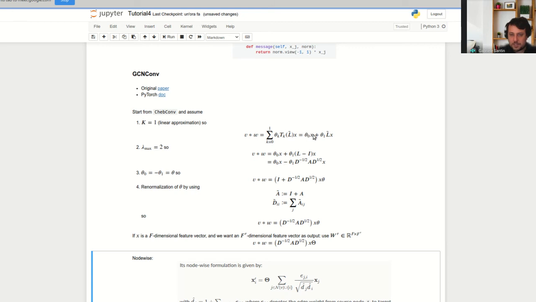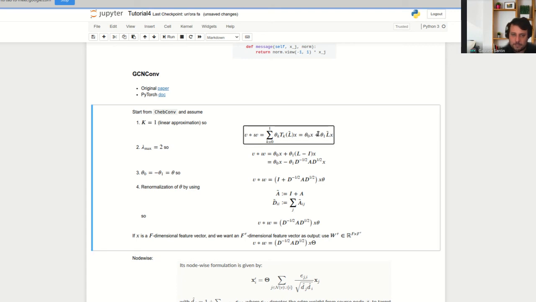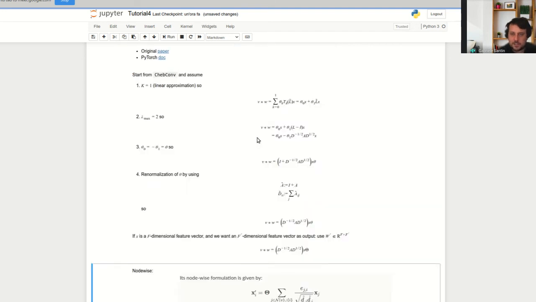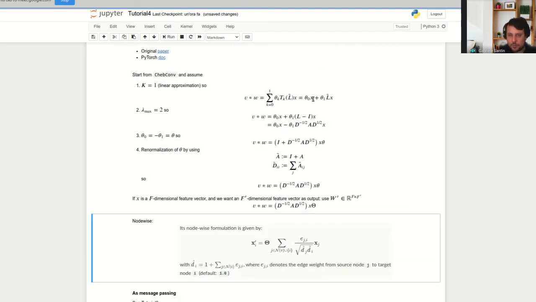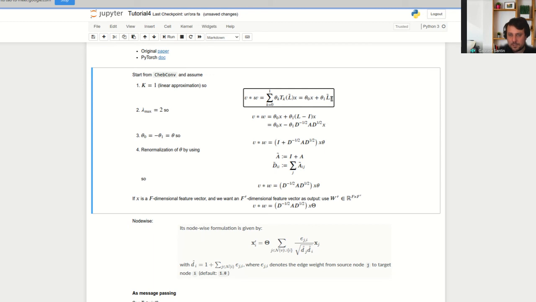So we have theta 0 times x plus theta 1 times the, sorry, this is again wrong. Okay, I don't want to correct that. So the first term is linear, so this should be 1, not x, and then the first polynomial is x, okay? And then, this is the first simplification of the Chebyshev layer.